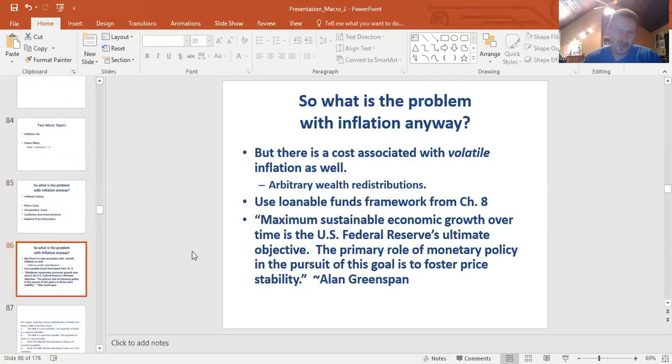So here we go. What is the problem with inflation? The issue here is we have a problem with volatile inflation. You have to remember back in the inflation chapter, that homework problem that we worked on at the end of the inflation chapter. Remember, we have a borrower and a lender, and there's an unexpected jump in inflation. Remember what it did. It redistributed wealth away from the lender to the borrower. An unexpected jump in inflation eats away at the value of those dollars that the borrower has to pay back to the lender, and it essentially makes the borrower better off, it makes the lender worse off. That arbitrary wealth redistribution that comes from volatile inflation, that is a problem.